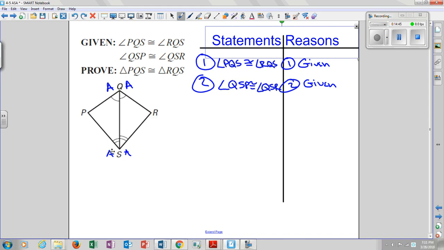Now, is there anything else we know about these two triangles? Is PQ congruent to QR? Well, we would hope they were, but we don't have enough proof to say that they are. It doesn't tell us anything about PQ and QR. What about PS and SR? Same thing. We don't know anything about them. What about QS and QS? Because it's in the middle, and it's part of both triangles, you know that it's congruent to itself.